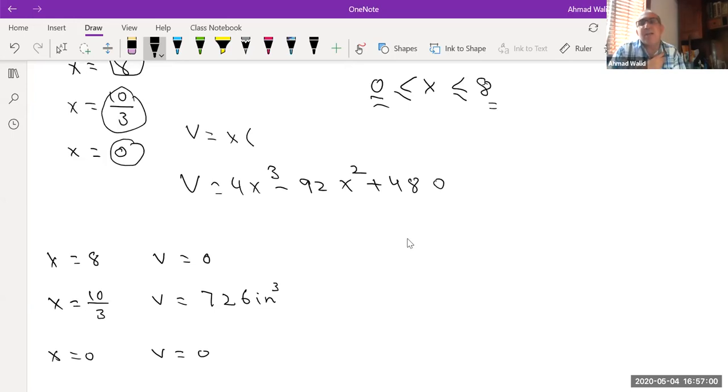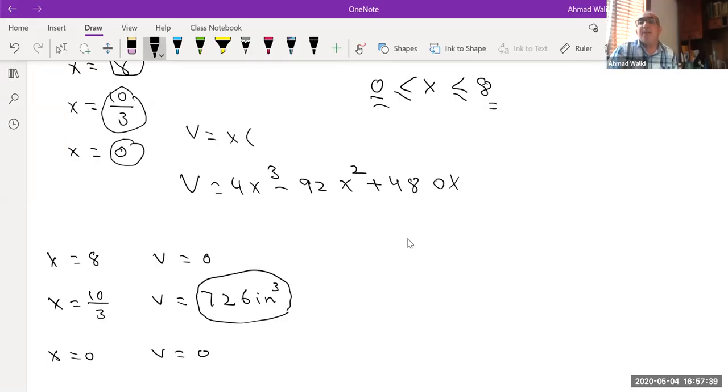Just check my numbers. I calculated for you. When x is 8, your volume becomes 0. When x is 0, definitely the volume is 0, because here you have another x also, in 480x, so this becomes 0. And if you plug in 10 over 3, do you end up with 726? Yes? I think that's the right number, correct?